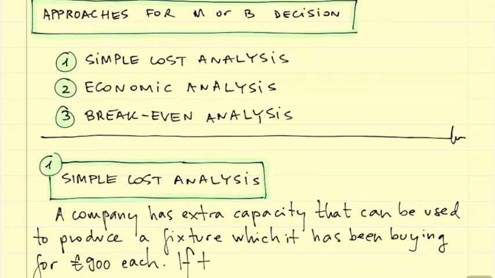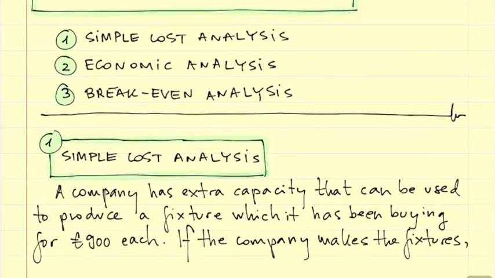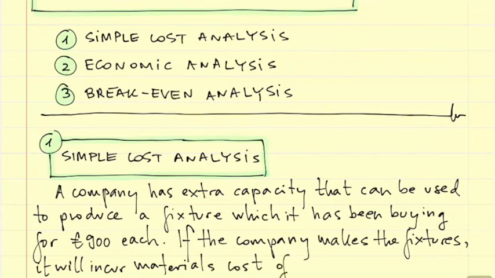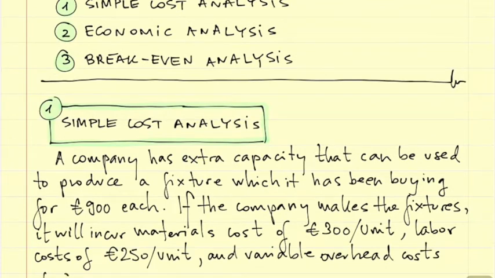If the company makes the fixtures, the parts, it will incur materials costs of €300 per unit, labor cost of €250 per unit, and variable overhead cost of €100 per unit.